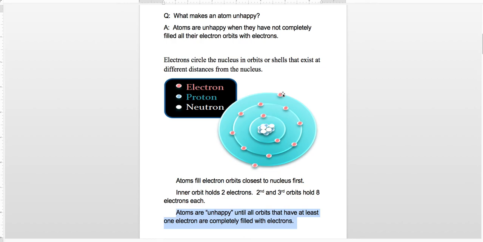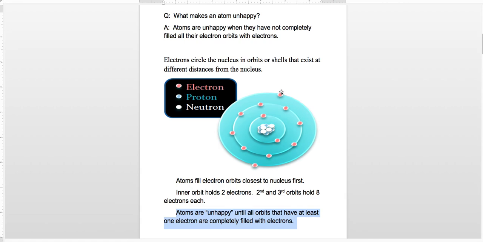Okay, so what do unhappy atoms do? Well, unhappy atoms need electrons. What makes an atom unhappy is it's got electrons in an orbit, but the orbit isn't filled. So to get happy, that atom is going to have to get more electrons. Okay, well, how do atoms get more electrons? Well, they get them from other atoms. So in order to get electrons from another atom, this atom is going to have to engage with other atoms. It's going to have to interact with them to get the electrons it needs.